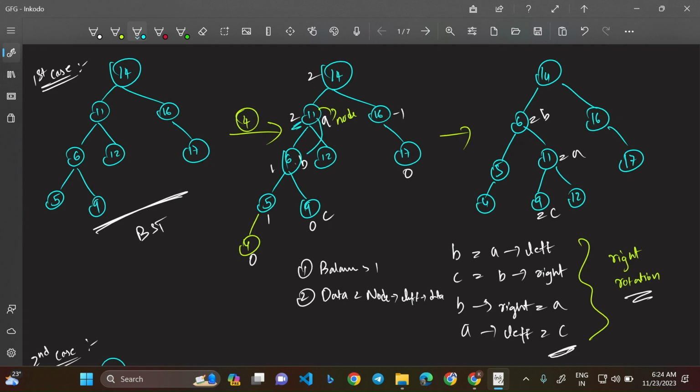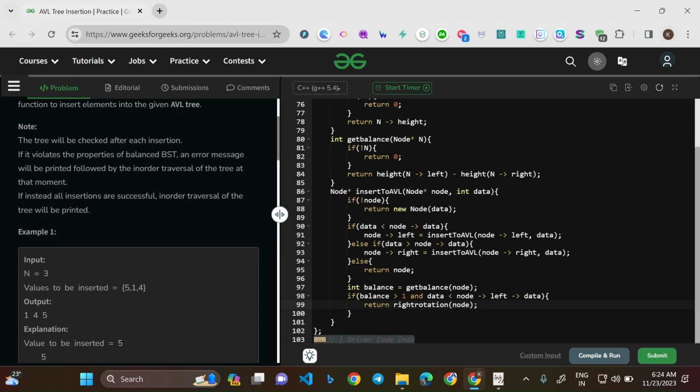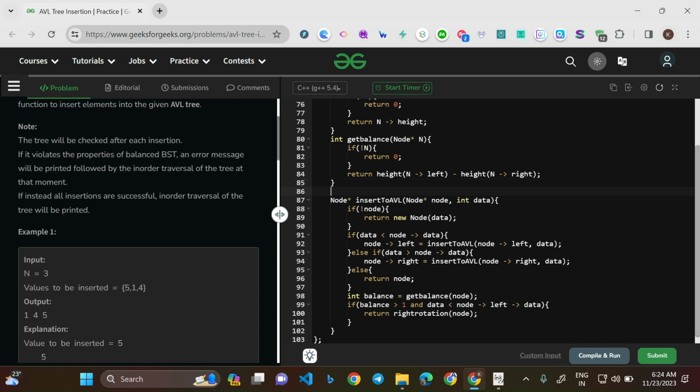So left is being rotated like this, and 6 is coming to this place. So you're doing the right rotation on 11, because in this case you are getting 2. In this case you are getting the disturbance. So this is where you'll be doing the right rotation. I hope you people understood. We'll be writing that right rotation now. So how are we going to write that particular right rotation function? Node right rotation.